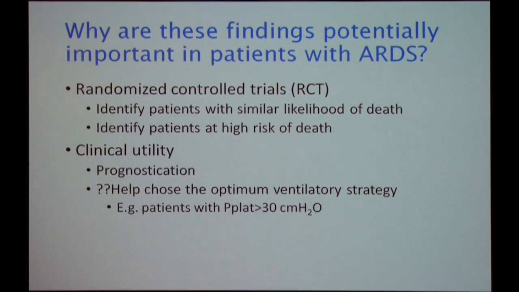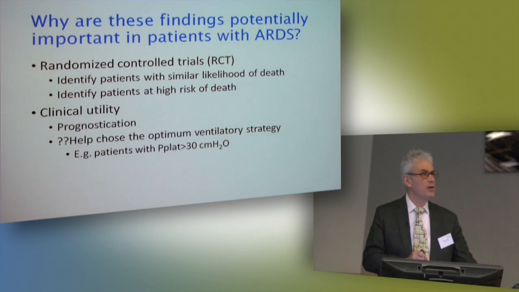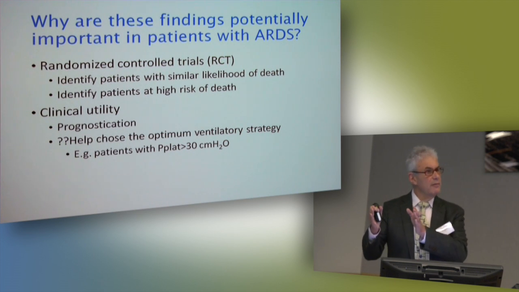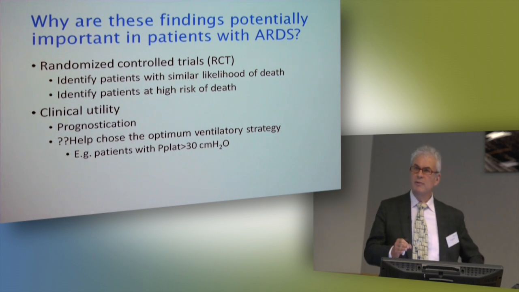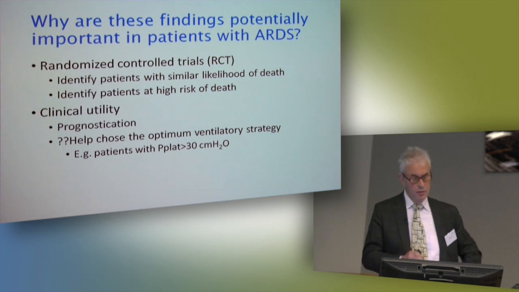Well, I think in terms of randomized controlled trials, it's pretty obvious. You'd like to stratify patients, ideally have patients in both groups with equal likelihood of death. This would help with that. For some studies, it might identify patients at high risk of death related to the ventilation strategy potentially. For example, if we're going to do a study on ECMO, wouldn't it be nice to pick the really high risk patients as opposed to all patients? This looks like delta P is better than plateau pressure to do this.